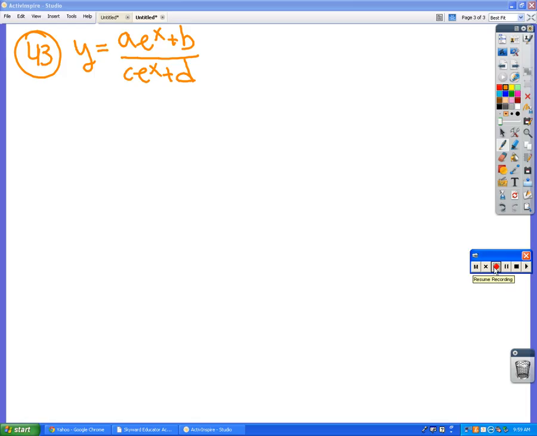What do we got going here? You don't like when they use letters as constants? That's understandable. How am I going to solve this? The same way you did the other one, quotient rule.